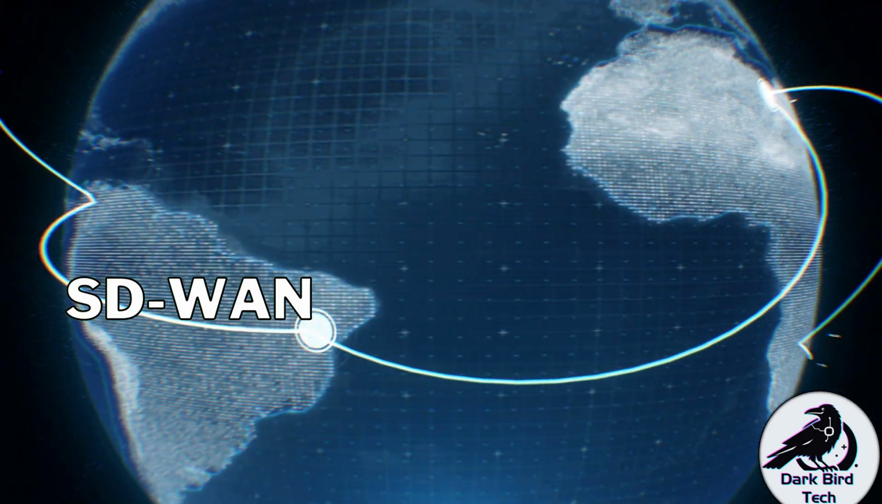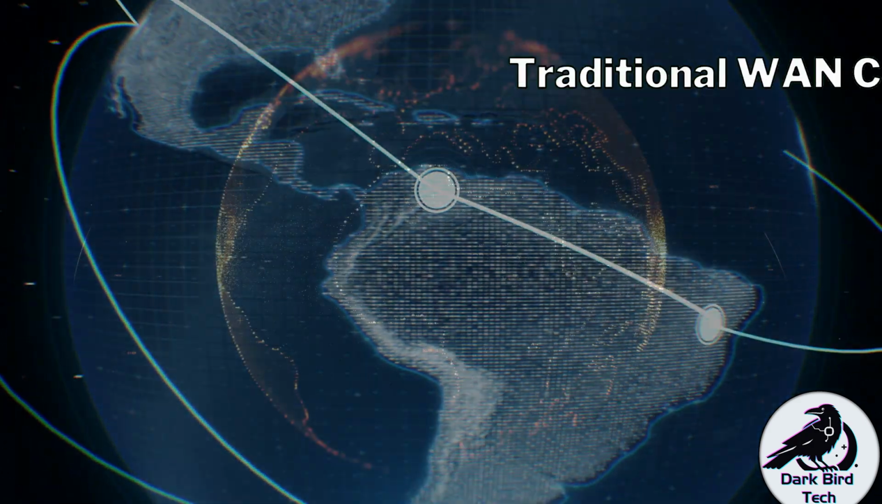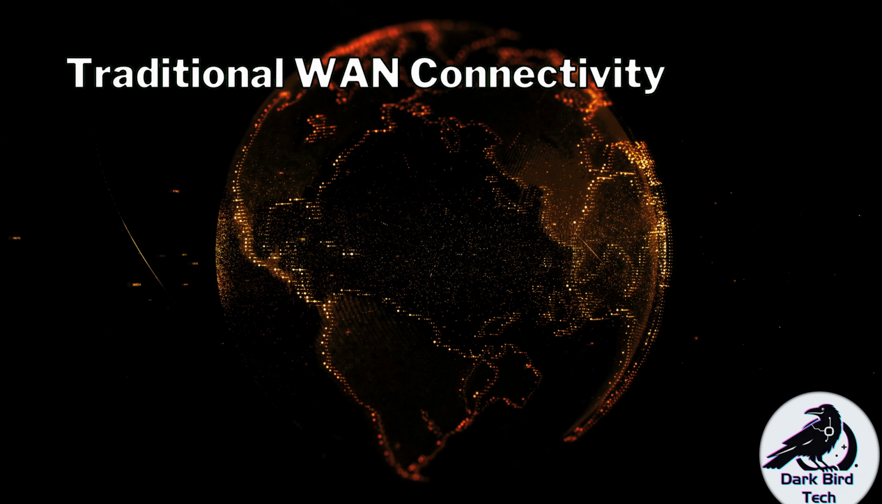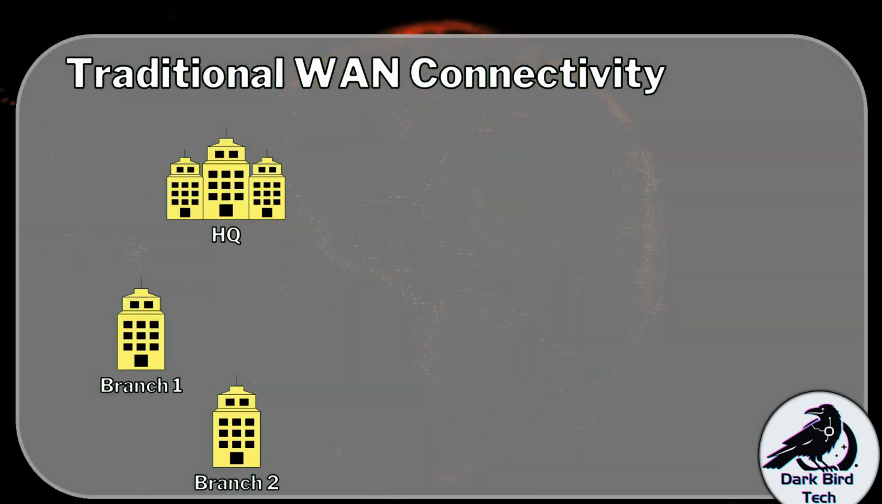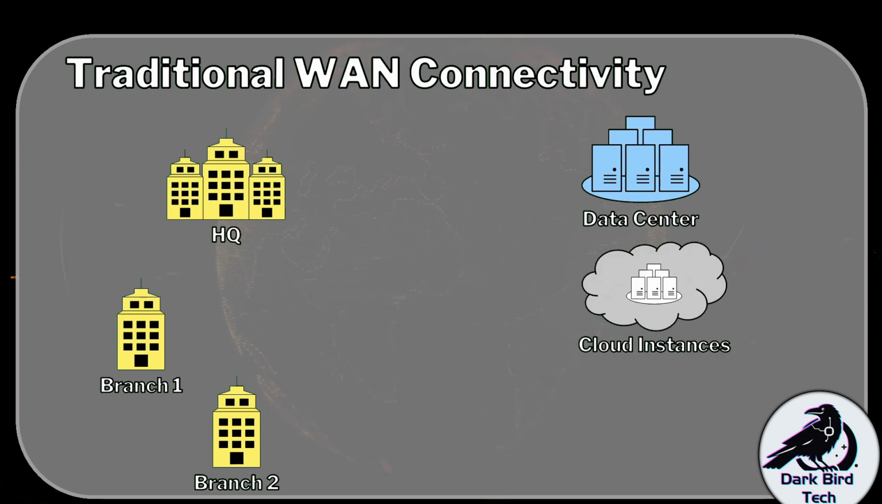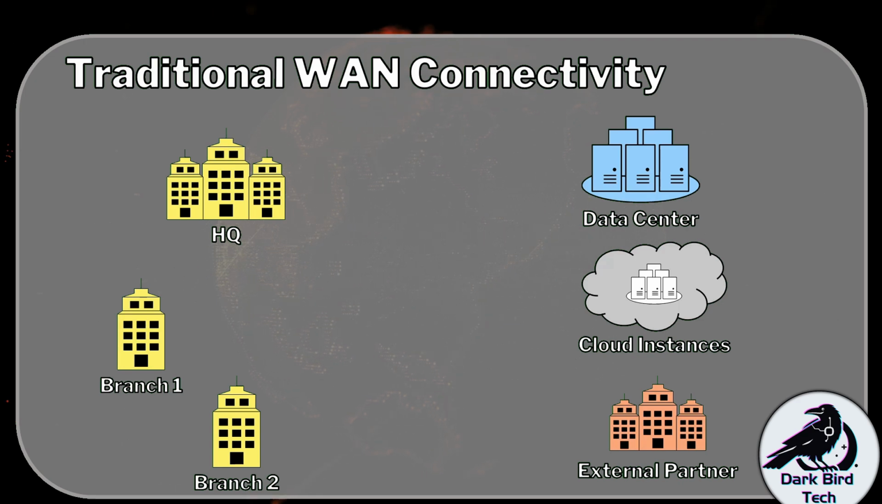Now, SD-WAN is trying to solve a problem with traditional WAN connectivity. Let's draw it out, and you'll see what the problem can be. So we can have head office and a couple of branch locations. We might have our data center hosted somewhere else. And like most modern organizations, we'll probably have some cloud instances running in our environment. And who knows, we might even have some external partners we work very closely with.